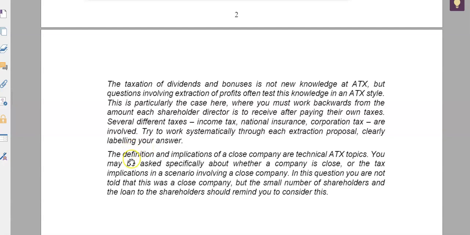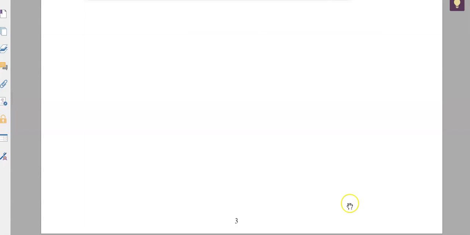The definition and application of a closed company are technical ATX topics. You may be asked specifically about whether a company is closed, or the tax implications in a scenario involving a closed company. In this question, you are not told that this was a closed company, but the small number of shareholders and the loan to shareholders would remind you to consider this. Agreed? Yeah. So that's the end of the story.